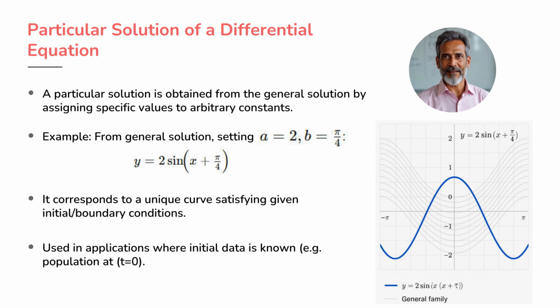For example, in physics, if you know the position of a particle at time 0, or in biology, the population at the start, those conditions allow us to fix a and b and get a unique solution. So remember, general solution is the whole wardrobe, but particular solution is the one outfit you pick for the occasion.